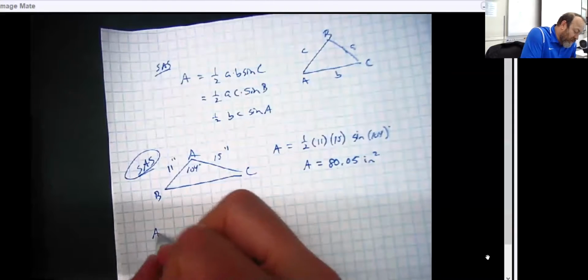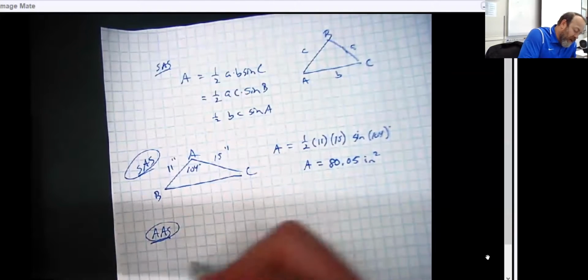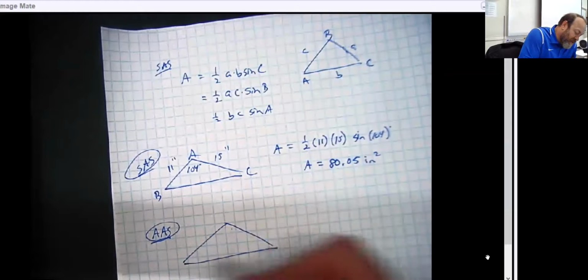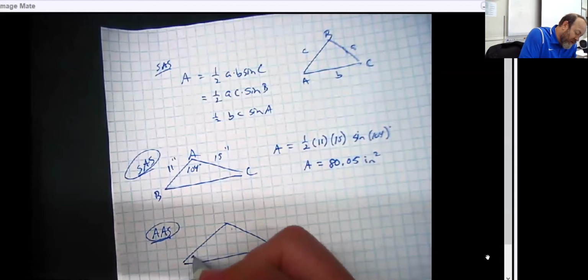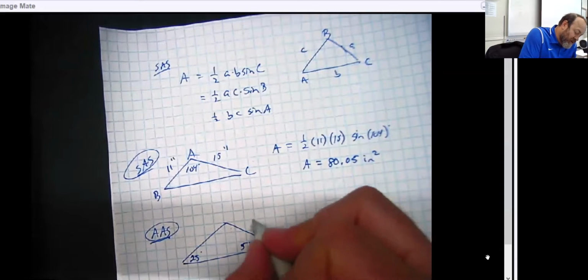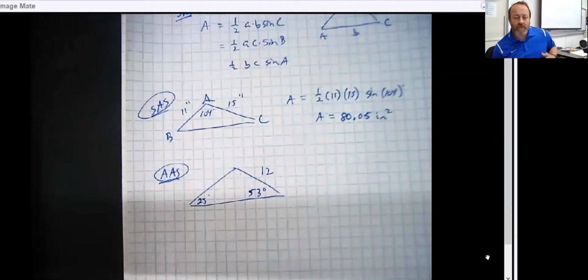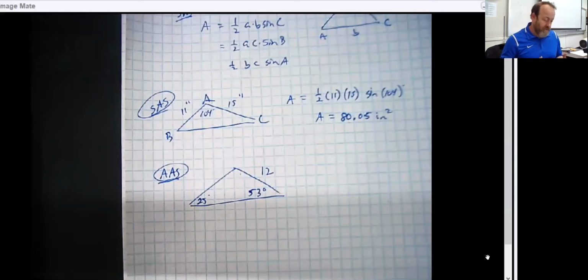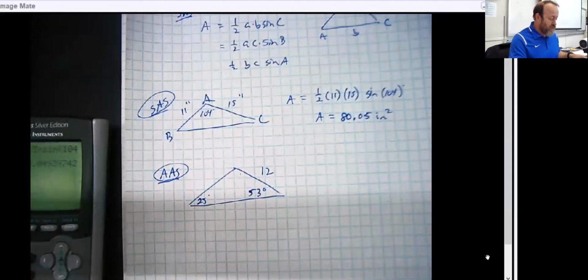Now, sometimes you're not so lucky as to have SAS given. Maybe someone was a little bit more mean and gave you an AAS, where this angle right here is 25 degrees, this angle over here is 53 degrees, and this side over here is, let's say, 12. Well, unfortunately, I don't have side angle side. I don't have enough information. So we're going to have to do a little bit of work first.